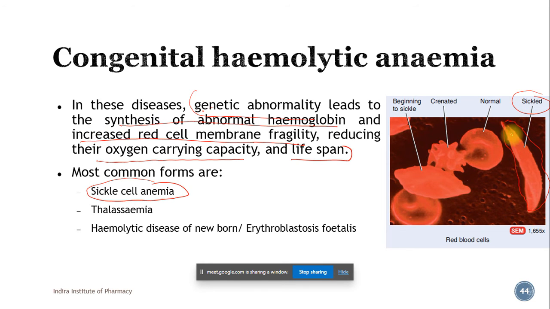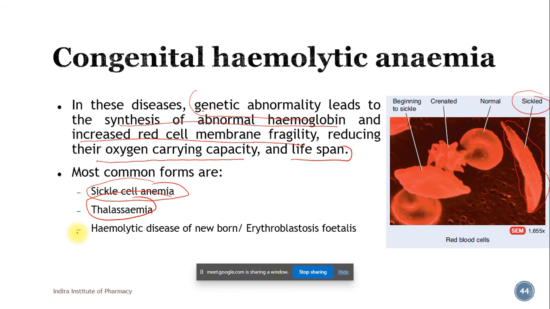And when they acquire this shape, the cell membrane of this type of red blood cells is weakened, that means it becomes very weak in nature. So when they are subject to a slight force while moving through the capillary spaces, they break down and lead to hemolytic anemia. The next is thalassemia. In thalassemia there is abnormal hemoglobin synthesis, and this abnormal hemoglobin synthesis leads to its destruction.